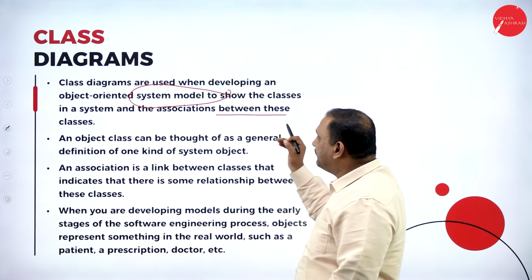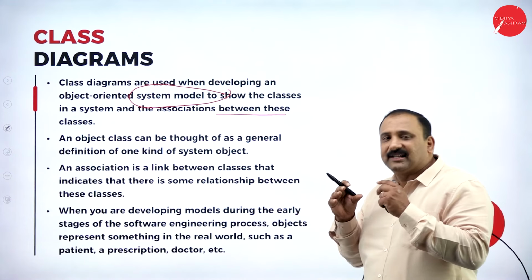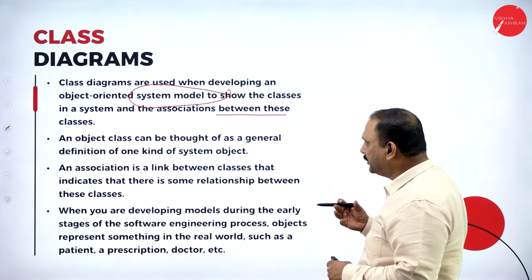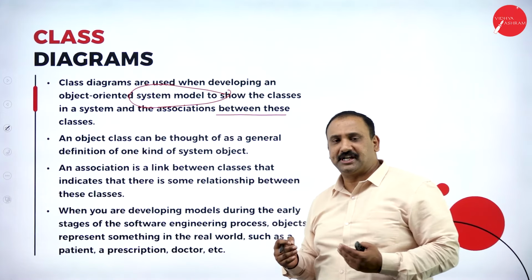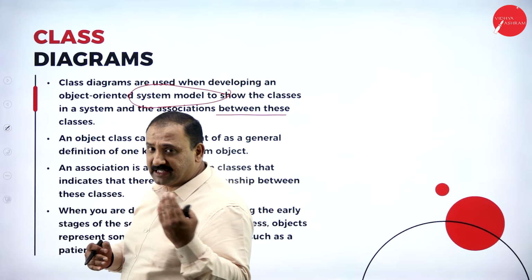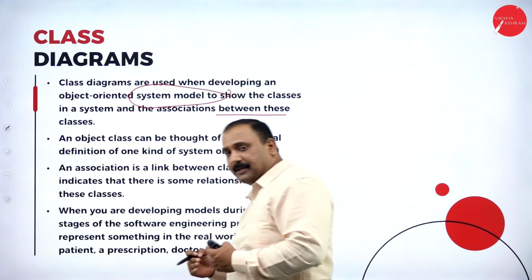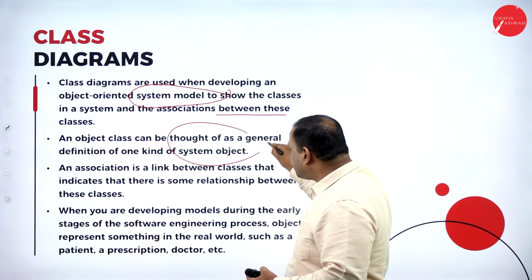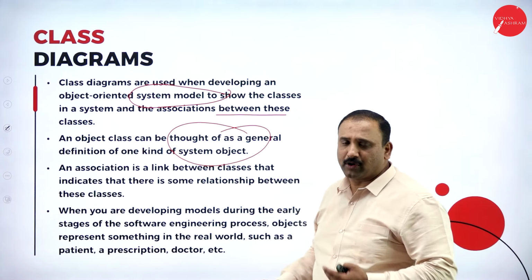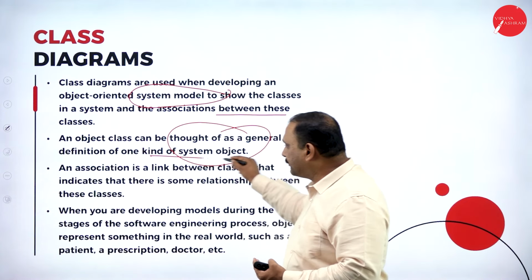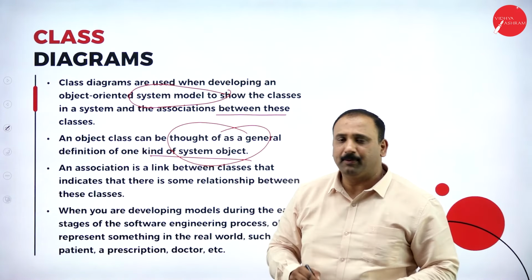Now, this is very, very important, because what are the classes? Public class, private class, what are the types of classes that we are going to use? And there should be some association, some meaning, some relation, some link between these systems. Now, an object class can be thought about as general. When you are talking about an object class, it is the definition of one kind of system object, which is very much important here.